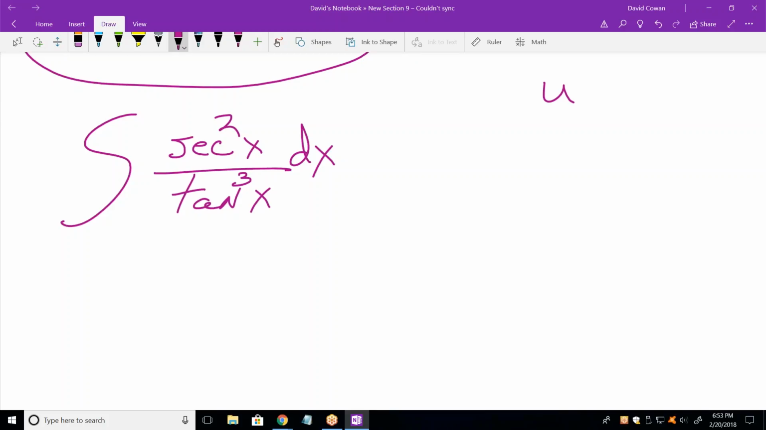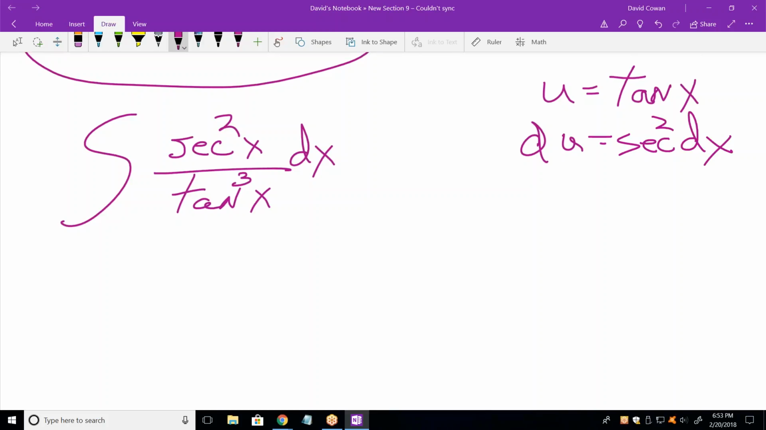So what am I going to let u be? Tangent cubed of x? No, just tangent x. Tangent cubed of x, the derivative of that is not secant squared, whereas the derivative of just tangent is secant squared. So that means du equals secant squared dx. With me? That's what I'm looking at.